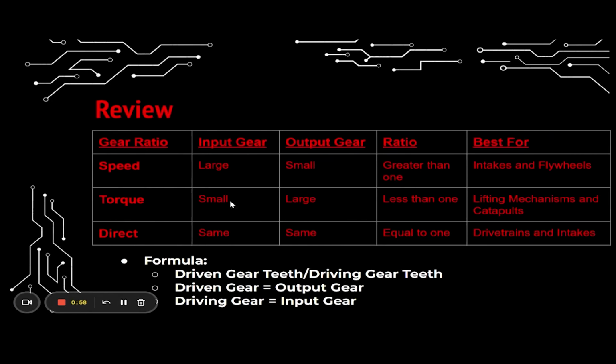So just as a review, the 3 different gear ratios are right here, and then you got the input gear versus the output gear, and then also what the ratio looks like, and then what each gear ratio is best used for. Now the formula is going to be down here again. It's going to be the driven gear divided by the driving gear. The driven gear is going to be the output gear, and the driving gear is going to be the input gear.